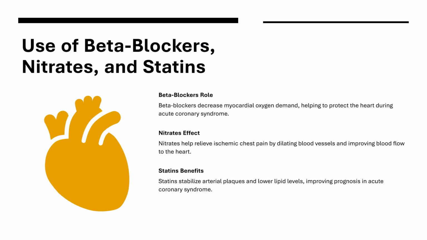Then the role of beta blockers, nitrates, and statins. Beta blockers decrease myocardial oxygen demand, helping to protect the heart during acute coronary syndrome. Nitrates help relieve ischemic chest pain by dilating blood vessels and improving blood flow to the heart. Statins benefits: statins stabilize arterial plaques and lower lipid levels, improving prognosis in acute coronary syndrome.